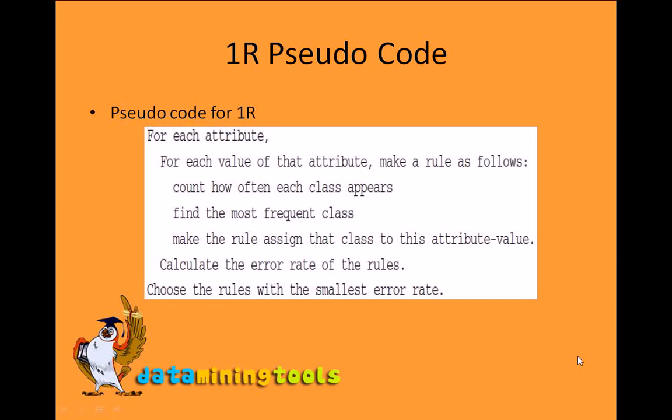This is the pseudocode of 1R. Again, we consider each attribute turn by turn, and for each attribute we make a rule or a one-level decision tree, based on how many branches we have from that attribute, which again will depend on how many values that attribute can have. For each branch, we'll consider the majority class as the classification of that branch, and by this method we'll have one tree for each attribute, and in the end we'll be taking the tree with the smallest error rate.